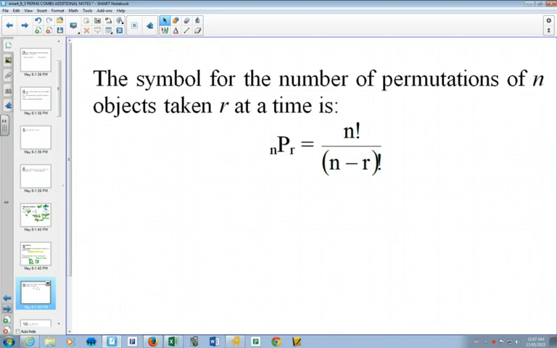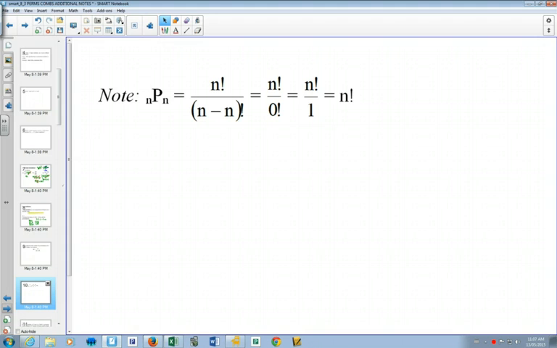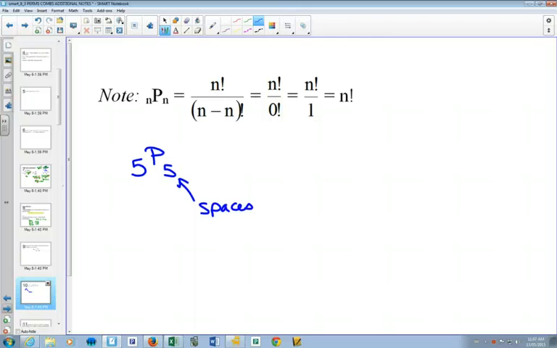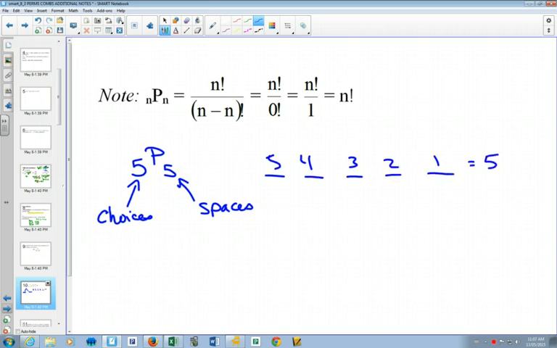So, the symbol for number of permutations, and this is on our formula sheet, is n factorial over n minus r. Some things that you can do mental math-wise: if you have nPn, there's the formula, but this is like 5P5. Remember that this stood for how many spaces we have, and this was our choices that we begin with. So 5 spaces, 5 choices to begin with, 5, 4, 3, 2, 1, will make sense that that is 5 factorial.